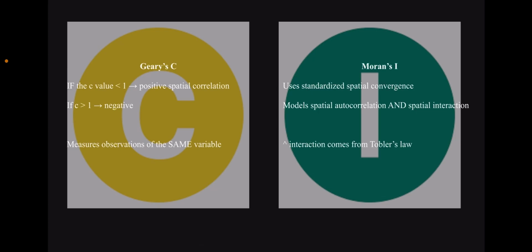In Moran's I, standard spatial convergence is used. This models spatial autocorrelation and spatial interaction, and is based off of Tobler's law, saying that objects closer to each other will display more similar properties than those farther apart.